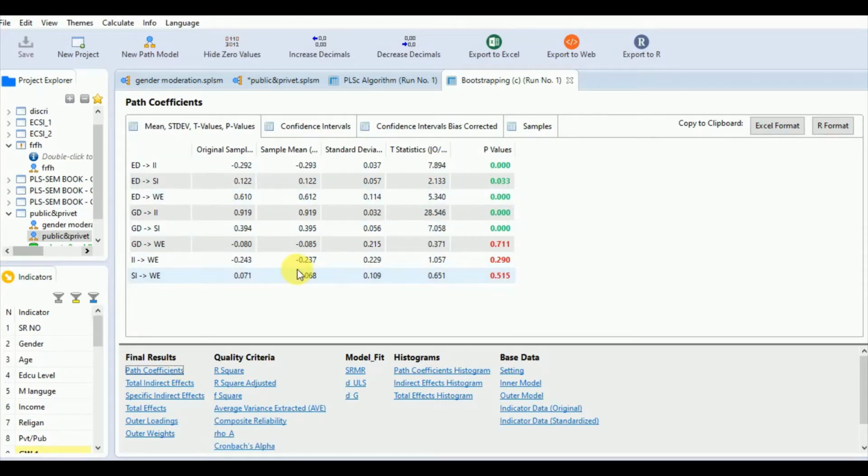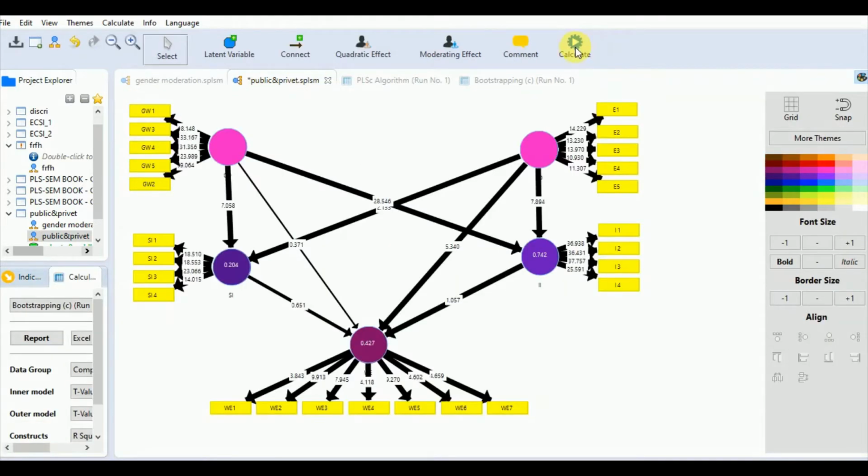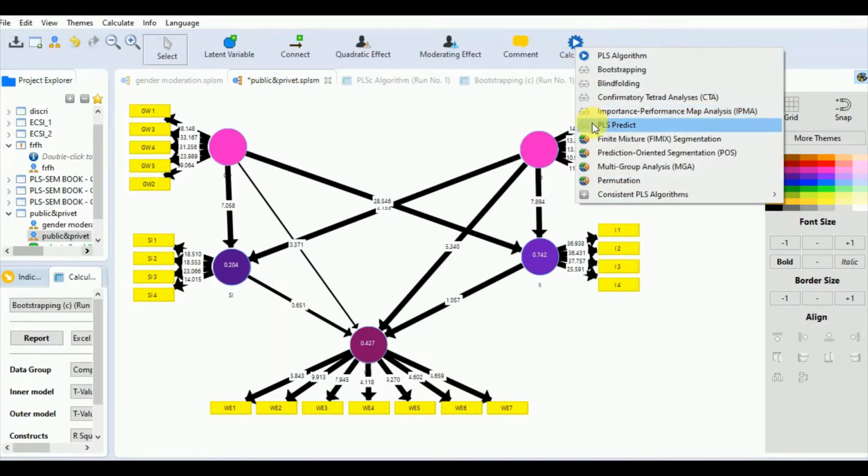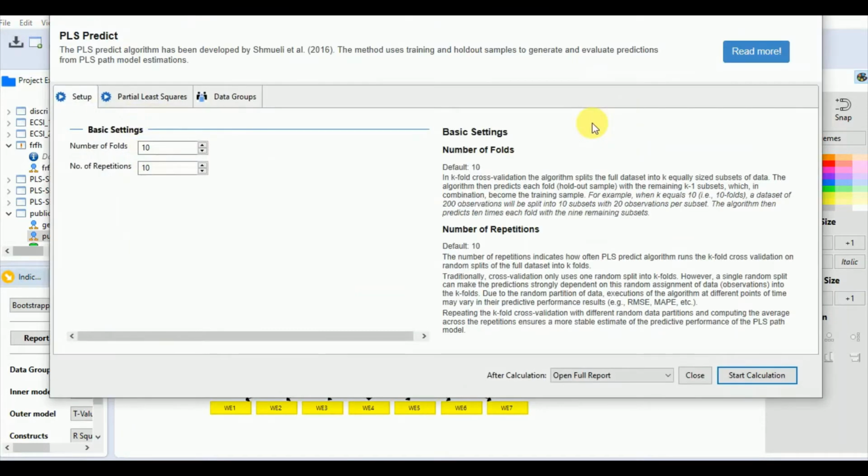Then in the last step, you have to assess the model's out-of-sample predictive power by using PLS predict. PLS predict is an option which gives you the out-of-sample predictive power of the model, assuming the sample size is large enough. This method uses training and holdout samples to generate and evaluate predictions from the PLS path model estimations.